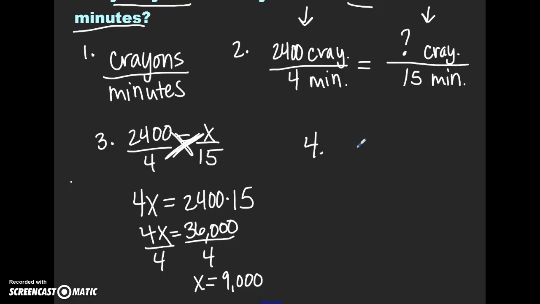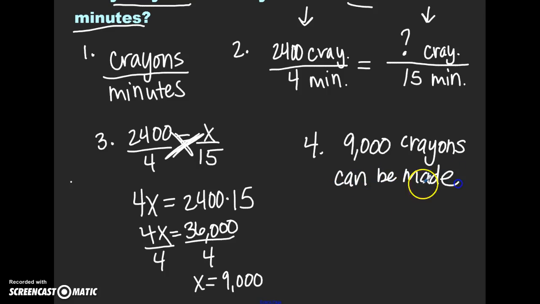Okay, if it's a word problem, there's a question. It wants to know how many crayons can be made in 15 minutes. So my answer really should be a sentence, or at least something along the lines of having some sort of sense to it, having some labels. So 9,000 crayons can be made in 15 minutes. Okay, so there's my answer. All right, so let's look at another one.